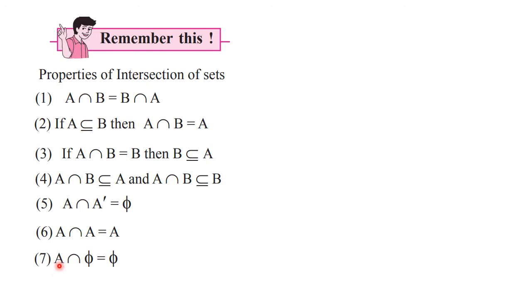Then A intersection null set is a null set. Intersection of any set with the null set is a null set. Okay, so in this way you have to remember all these properties. Now let's go ahead.